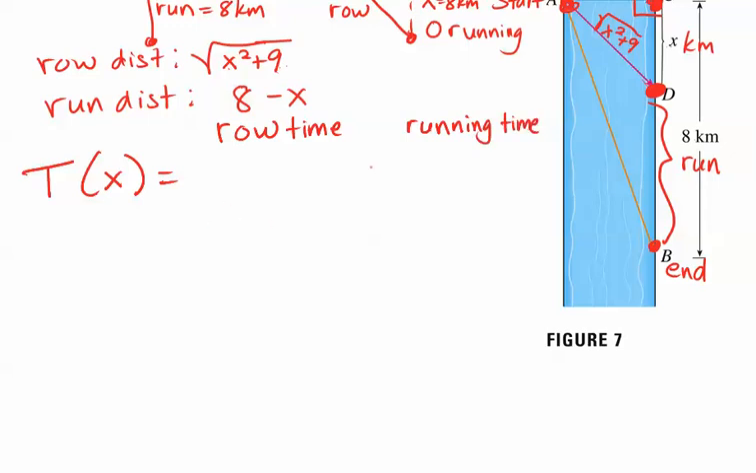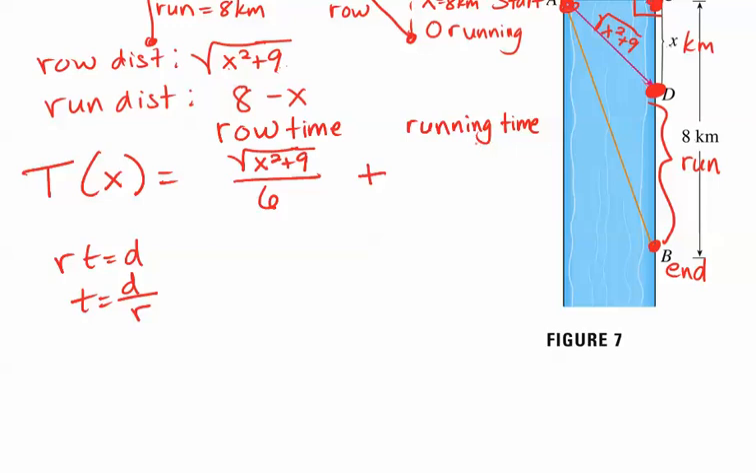And let's be extra careful about this. We know rate times time is distance. So the time is the distance for that portion of the trip divided by the rate. So we know that his rowing distance is the square root of x squared plus 9. And we know that his rowing rate is 6 kilometers per hour.